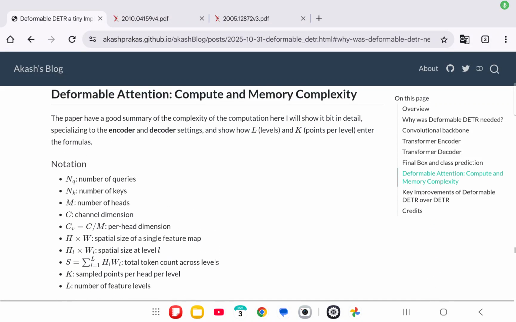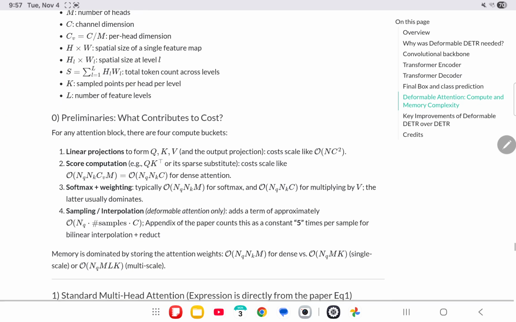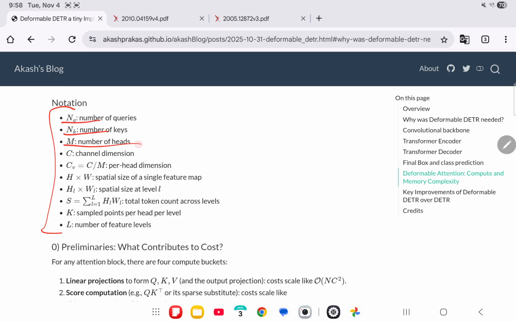Now we will look into the compute and memory complexity of deformable DETR. That is one of the main things they propose: it's faster, more efficient, and requires less compute and memory space. So we will initially look into some of the bookkeeping points. This N_q, key, value, heads, channels, these are something we know.